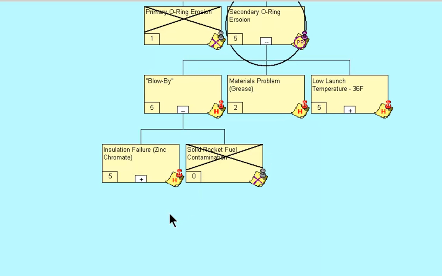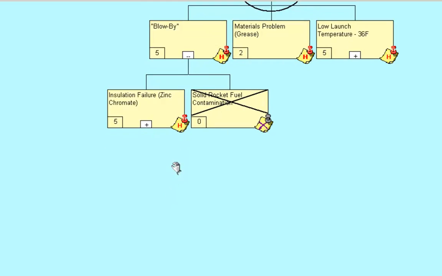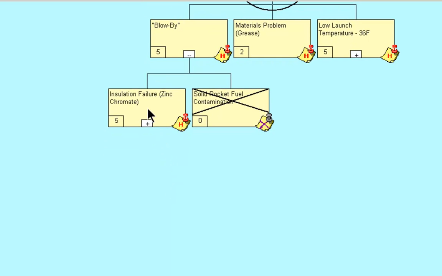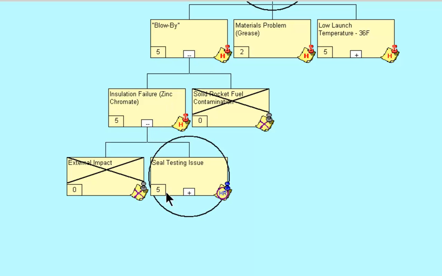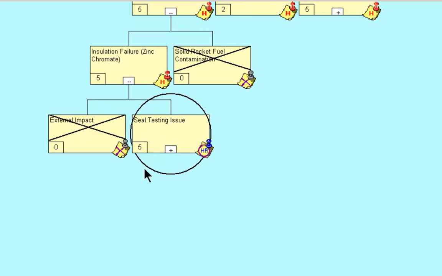Okay, how could I have had blow-by? The solid rocket fuel could have been contaminated, or there was an insulation failure with the zinc chromate. In this particular case, there was a failure of the insulation to insulate. How could that have happened? External impact, something on the outside impacted the inside, or there was a seal testing issue.